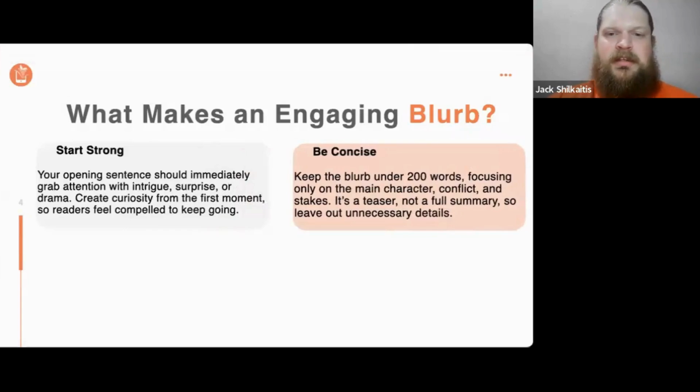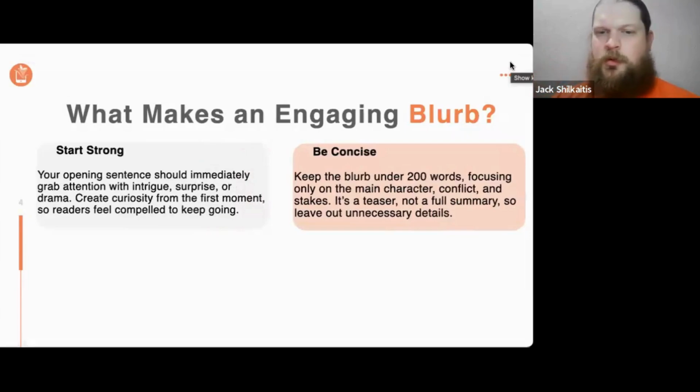You also need to be concise. I would recommend keeping your blurb under 200 words. That would be my recommendation. If it goes over a little bit, that's fine. But longer than that, and then we're kind of getting into different territory, right? If we're going much beyond 200 words, right? We want to focus really just on the main character, the primary conflict. What are the stakes? Again, think of it like a teaser.